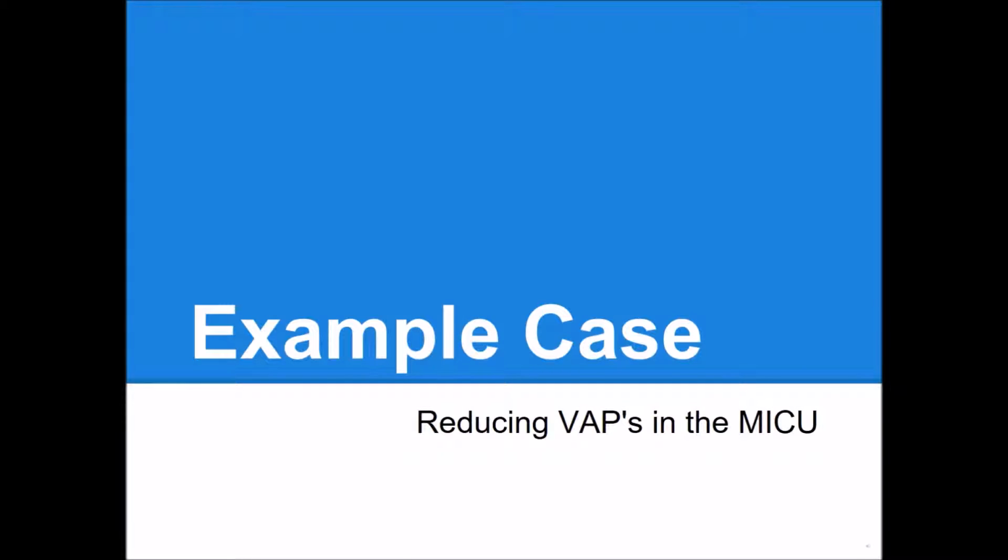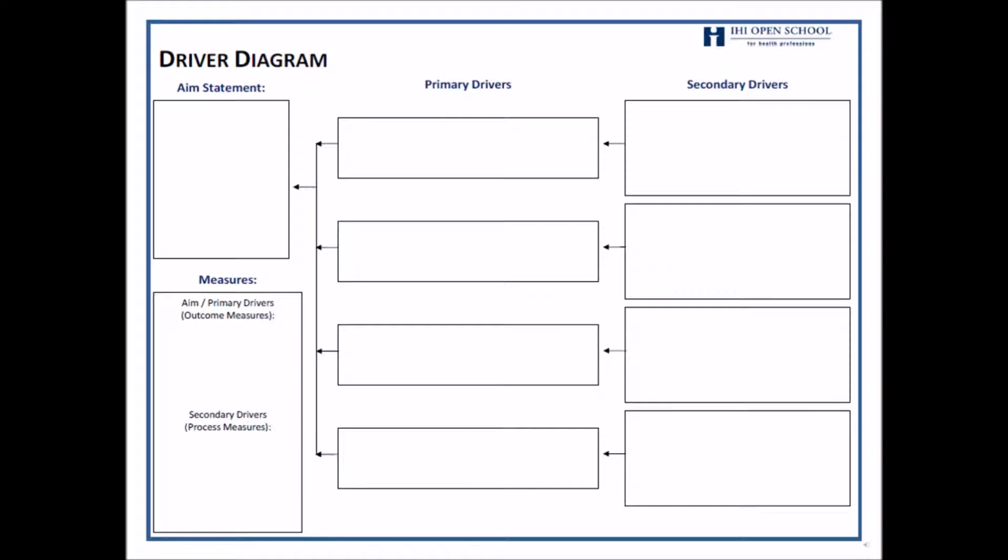Now I want to switch gears a little and talk about the sample case from the MICU in reducing ventilator-associated pneumonias. In filling in our driver diagram, we started with our AIM statement to eliminate ventilator-associated pneumonias in the MICU within 6 months. Then we filled in primary drivers, or the high-level factors that we have to influence in order to achieve our aim.